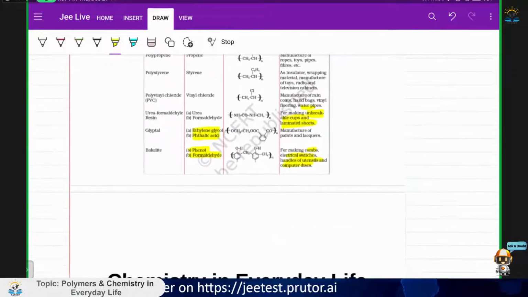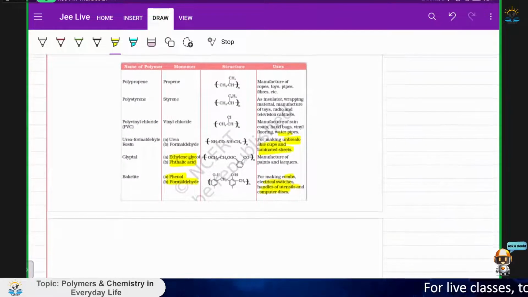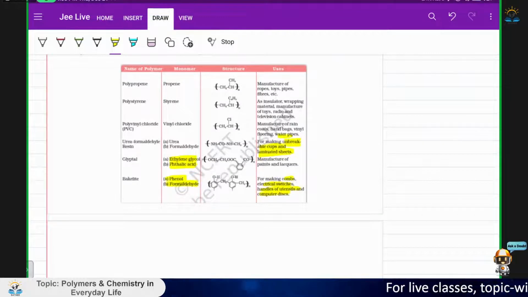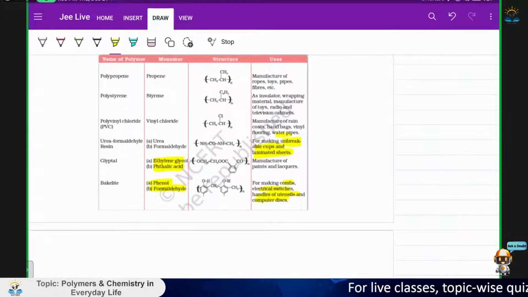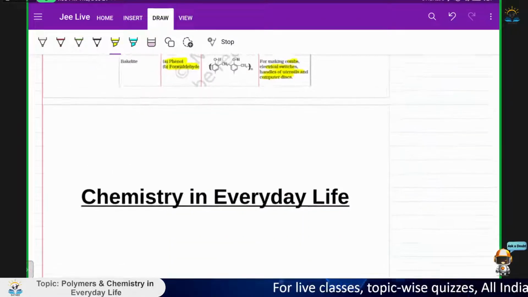So what I suggest you do is make a list of all the addition polymers and condensation polymers. And make a table containing first the polymer's name, second the monomer's name, and third its uses. Create a table like that, so it's easy for you to revise later.